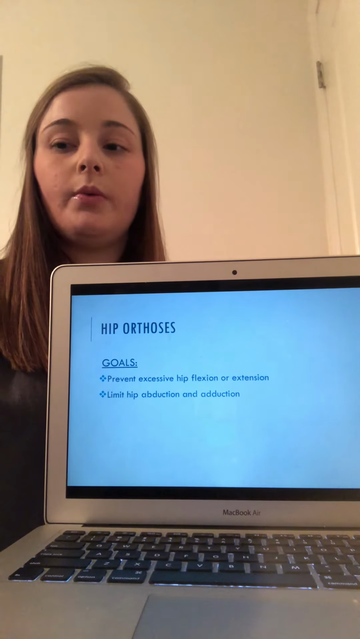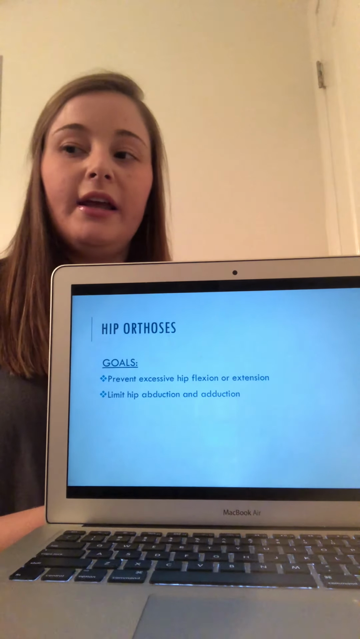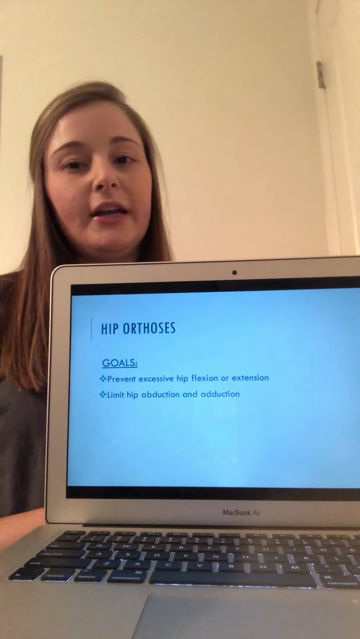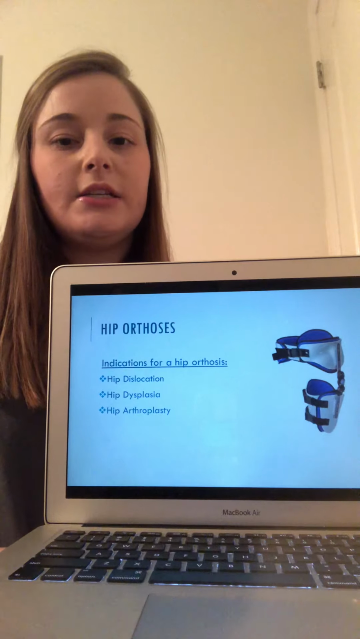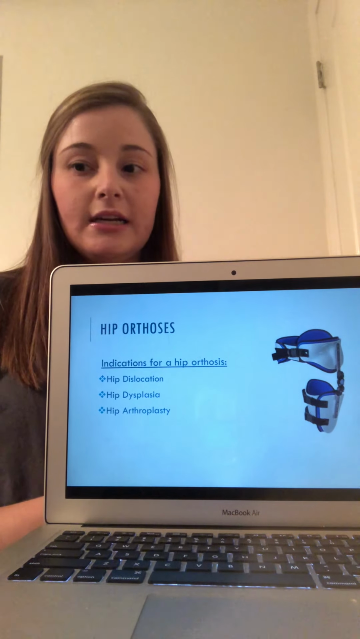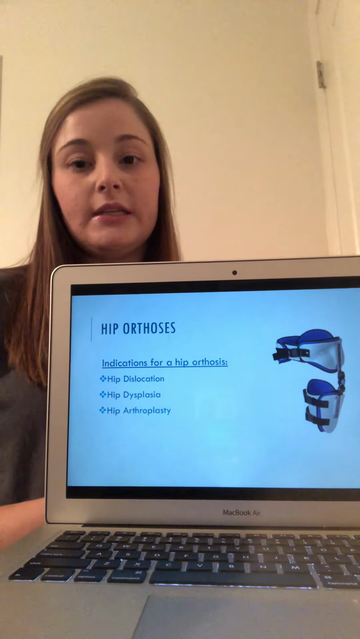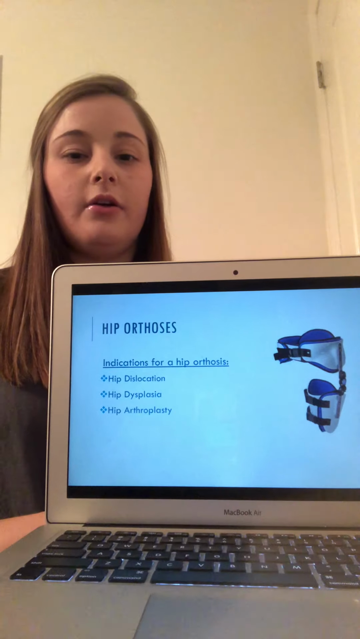Alright, we got one more. We're going to talk about hip orthotics. These are going to prevent hip flexion or extension, and they're going to limit hip abduction and adduction. Some indications of these are usually after hip dislocations, hip dysplasia, and hip arthroplasty, which is a replacement. It attaches around the hip and it's going to go down to the mid-thigh.